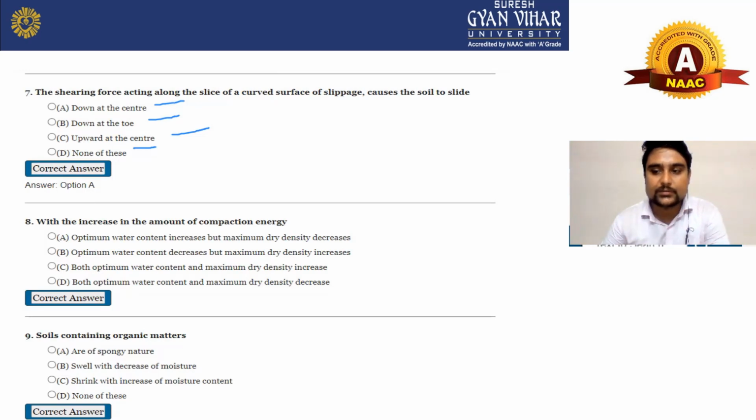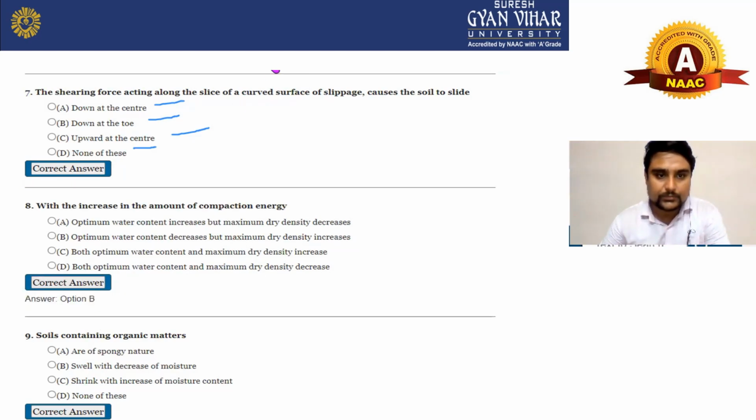Now come on the next question. With increment in the amount of compaction energy, what will be your right answer? Optimum water content increase but maximum dry density decrease. Second is given optimum water content decrease but maximum dry density increase. And next one is given both optimum water content and maximum dry density increase. D is given both optimum water content and maximum dry density decrease. And here your right answer will be B, optimum water content decrease but maximum dry density increase. It will be your right answer, as you can see here.